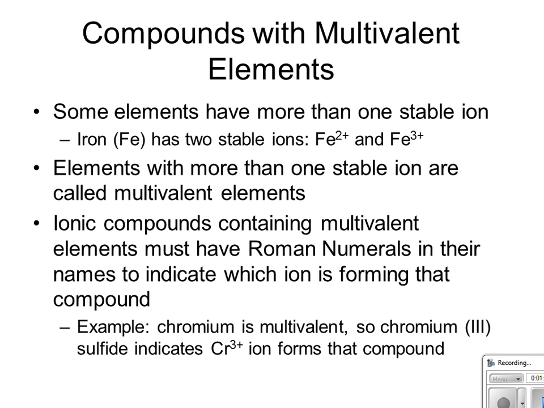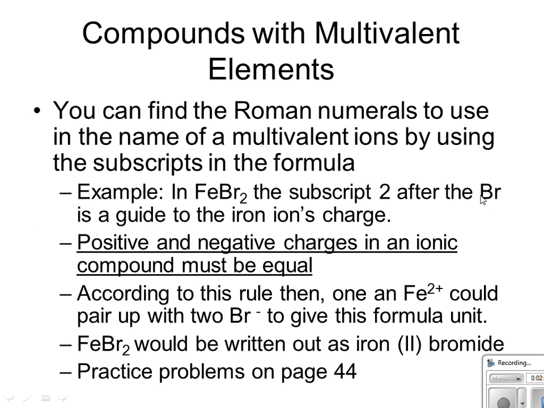So chromium(III) sulfide would indicate that the Cr3+ ion forms that compound. You can tell it has a 3+ charge because you have the Roman numeral III right here. Now you can find the Roman numerals to use in the name of a multivalent ion by using the subscripts in the formula. For example, in FeBr2, the subscript 2 after the bromine is a guide to the iron ion's charge.